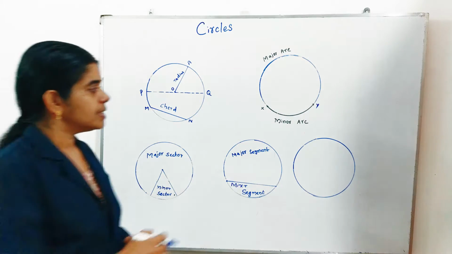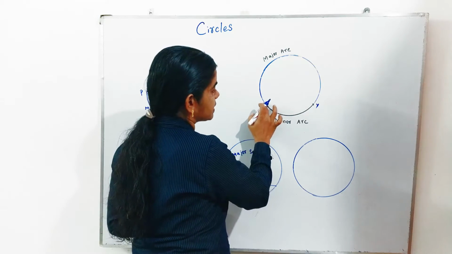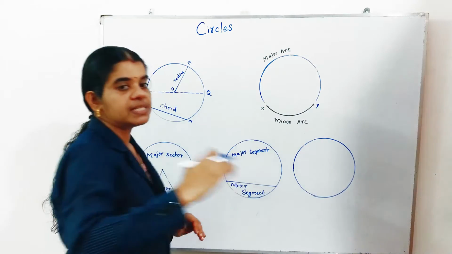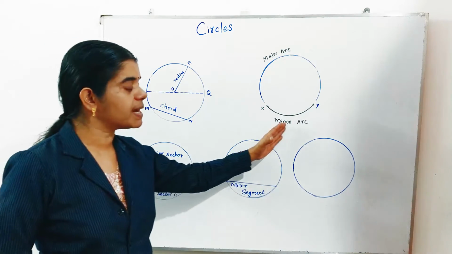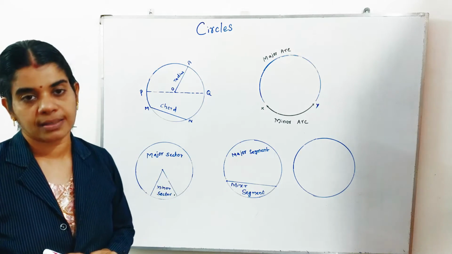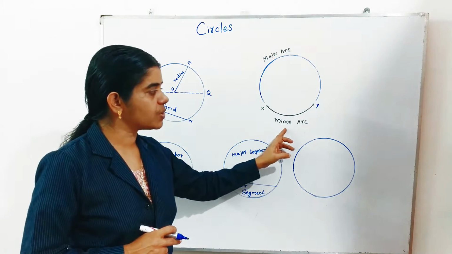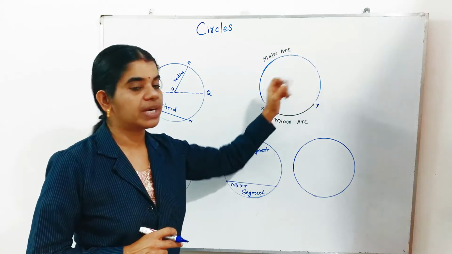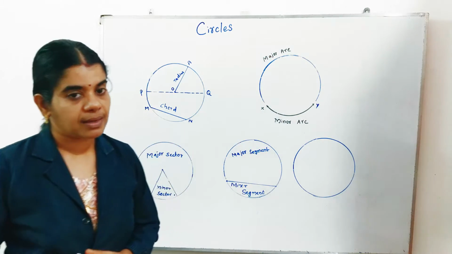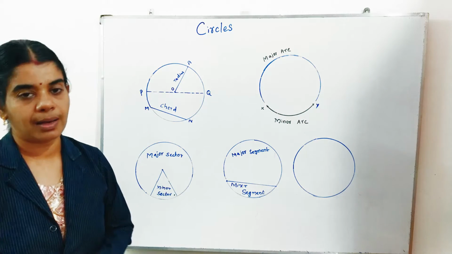Next up, we are taking one small part of a circle. Like that, x1 is a small piece of a circle, that is known as the minor arc. Normally a part of a circle is known as the arc. This smaller one is known as the minor arc. The remaining part will be the bigger arc, that is known as the major arc.